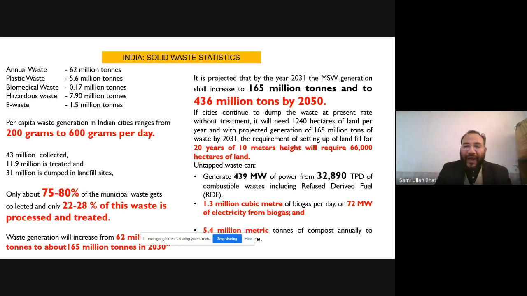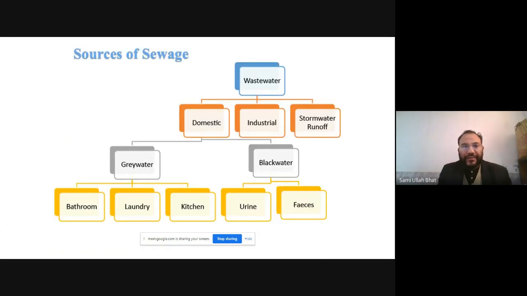So there can be resource recovery, some generation of megawatts. It has a capacity that 439 megawatts of energy can be generated. Then there is manure, and 1.3 million cubic meters of biogas per day can also come from this. But it depends upon whether we have access to the technology, and whether the governance structures are so favorable that this amount of waste can be converted into energy at a massive level. Now, having spoken about municipal solid waste, I'll be taking a couple of minutes on sewage.